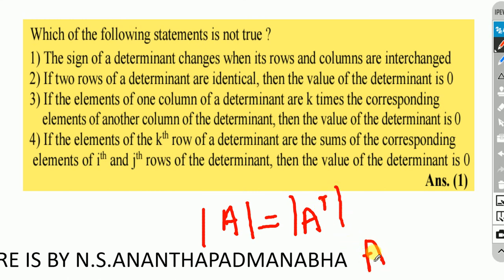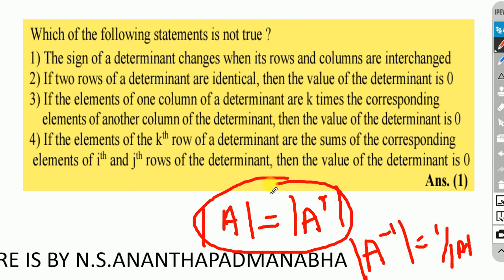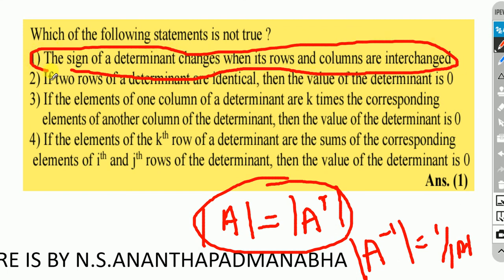So let us not confuse with this. Determinant of A inverse is equal to 1 by determinant of A. So here this is required. This is correct, but the sign will not change here. The statement that the sign of the determinant changes when its rows and columns are interchanged is wrong. So this is not true. So we need not read 2, 3, 4, the answer is 1.